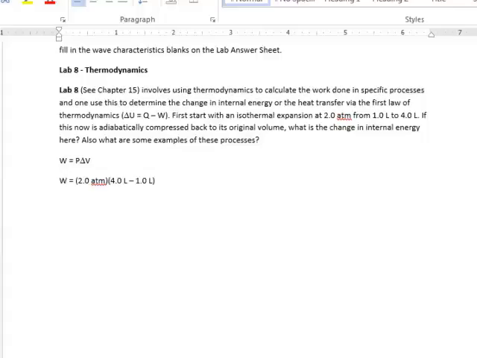Now, the second part of this says, if this is now adiabatically compressed back to its original volume, what is the change in internal energy here? Also, what are some examples of these processes? Okay, so now you have to realize that in this part, the temperature can change, but there is no heat flow in or out of the gas. Now again, there has to be work done because the volume is changing.